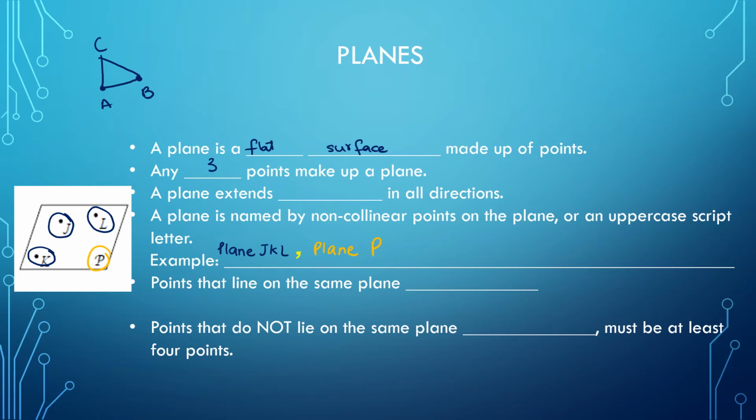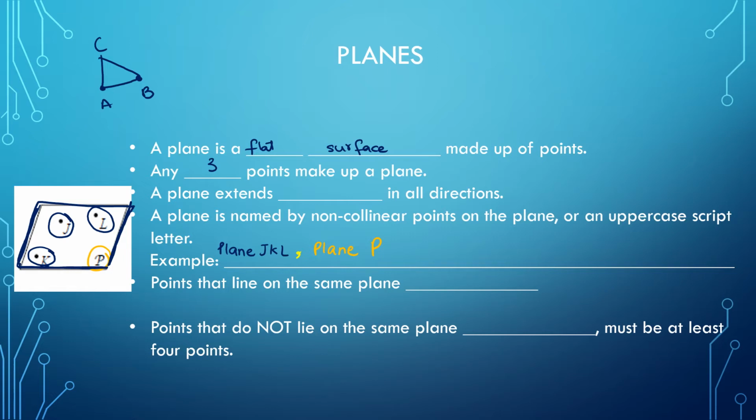You can use the uppercase script letter for the plane and the word plane. These are two ways you can name the plane. Now let's talk about coplanar points and non-coplanar points. Coplanar points are those which lie on the same plane, just like collinear points, which means that the points have to lie on the same line. Coplanar means points have to be on the same plane.